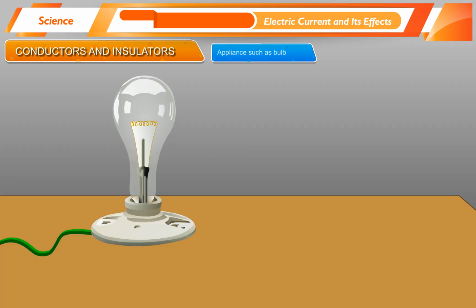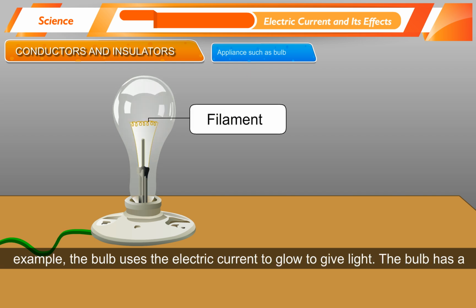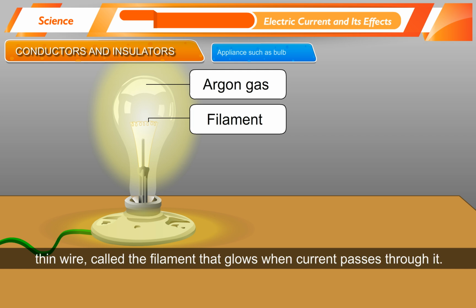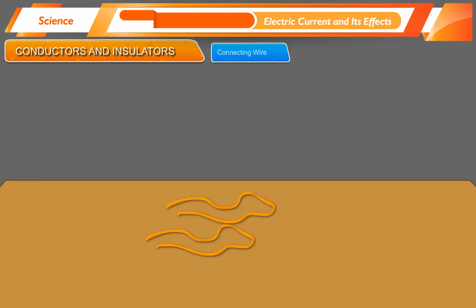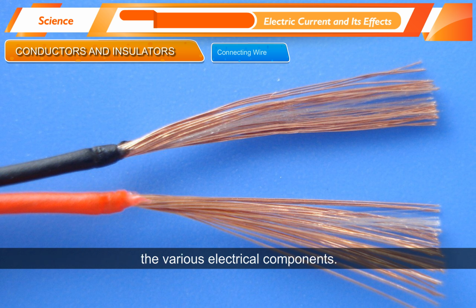Appliance such as bulb. Appliances use electric current in the circuit for some useful purpose. For example, the bulb uses the electric current to glow to give light. The bulb has a thin wire called the filament that glows when the current passes through it. Connecting wire. Insulated copper wires are used as connecting wires. They are used to connect the various electrical components.